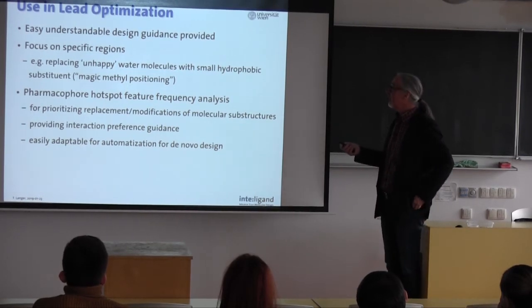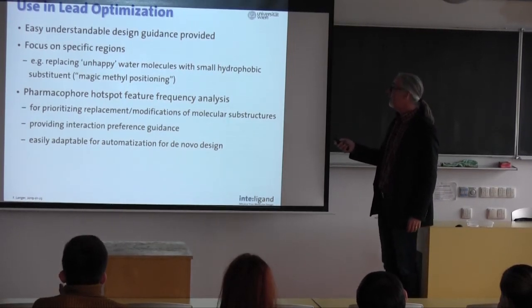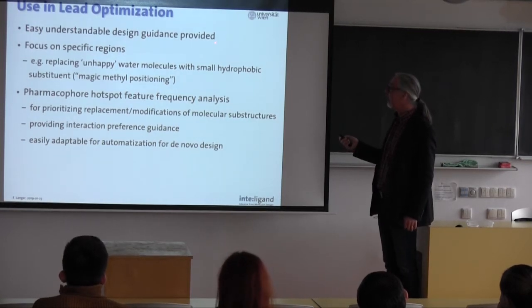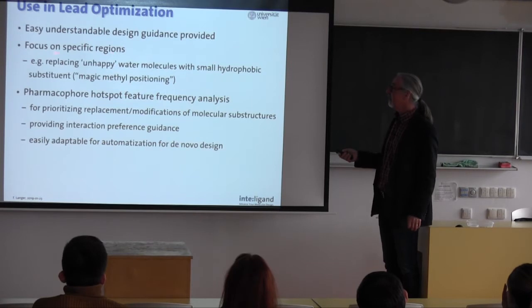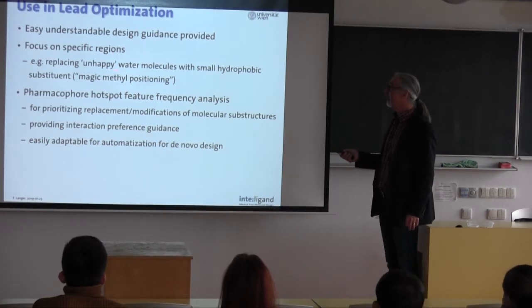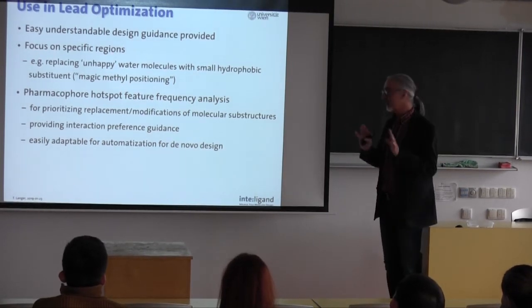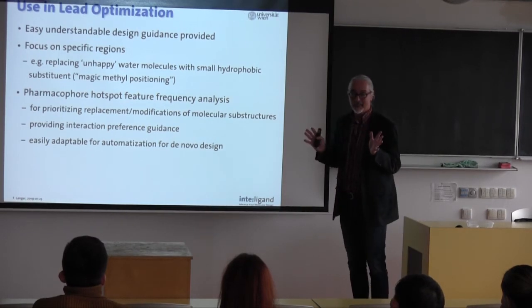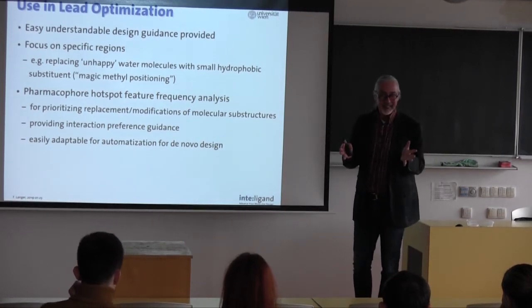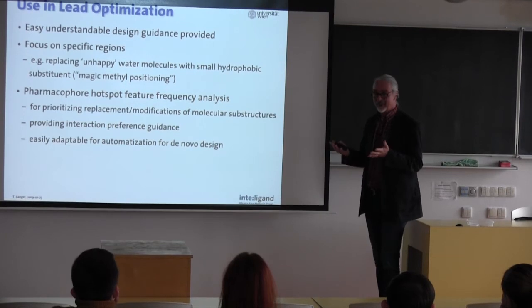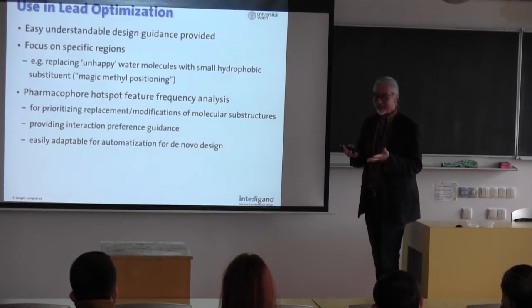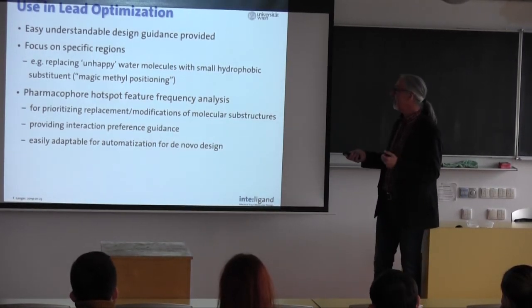And so actually this can be really used then in lead structure optimization. So you really get easy to understand design guidance. You can focus on specific regions, and I call this unhappy and happy. And this is, of course, stupid to say, but it's easy to remember. And of course, it has nothing to do with happiness. It's just thermodynamics. But I think that for you, it's understandable.